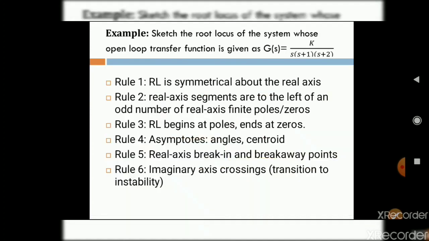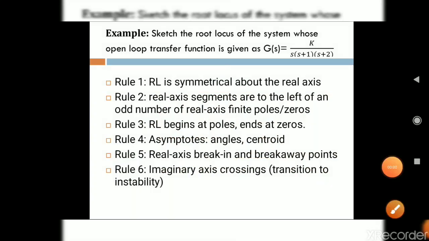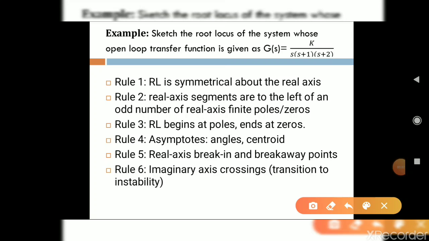Here I have chosen one numerical which is based on the root locus. The example is: sketch the root locus of the system whose open loop transfer function is given as G(s) = K / (s(s+1)(s+2)). Before solving this numerical, let's quickly revise the different steps which are present in root locus.